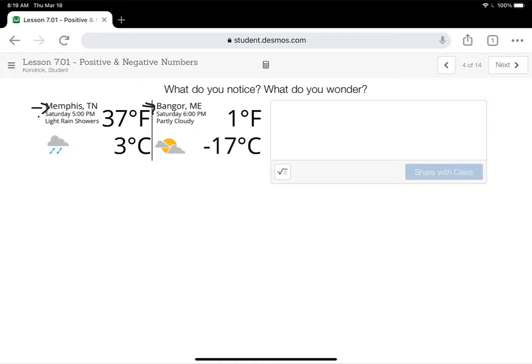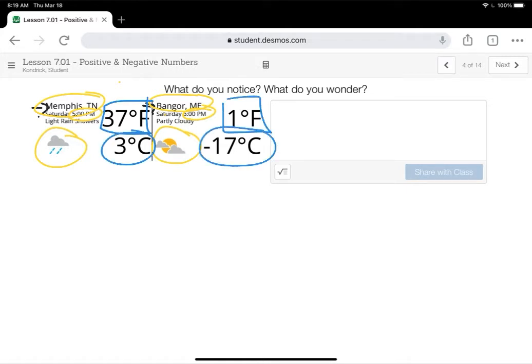Some things we can notice is that there are 2 different places at 2 different times, but on the same day. We also can notice one is raining and the other one is partly cloudy. We can notice that there are 2 numbers for each. There happens to be a high number and then a lower number.